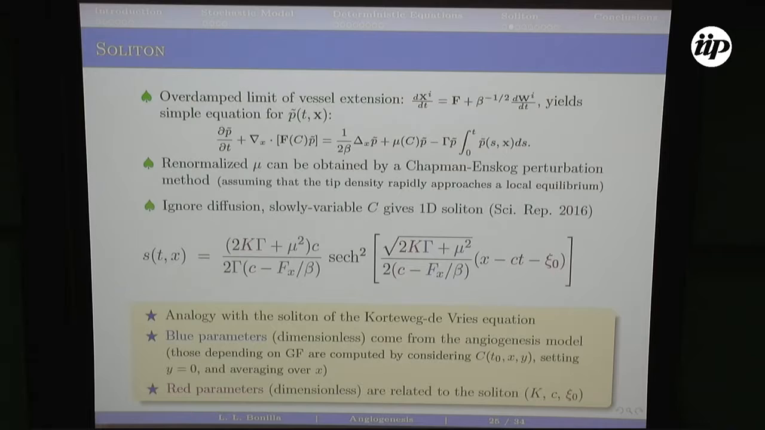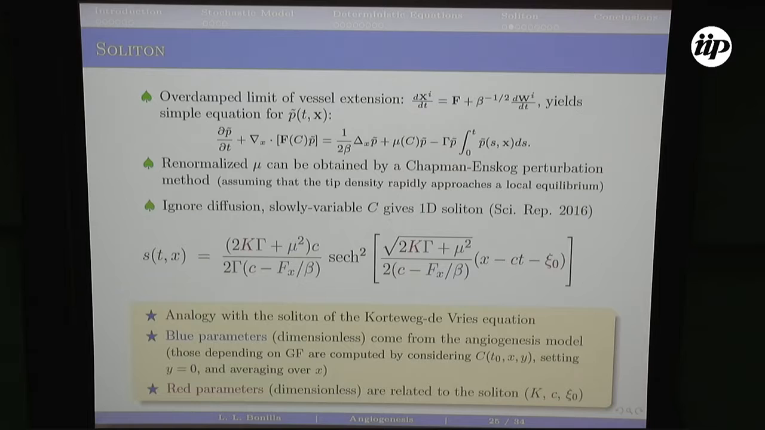What you can do is start chopping the equation, go to the overdamped limit, which is reasonable given small velocities. Then you can prove by using perturbation methods that you get this equation, which is what you would expect by chopping the inertia. Now if you ignore the noise and this F is a constant, you do a dominant balance between the source and sink terms and advection, and this moves with velocity c. You get an equation which happens to have this exact solution, like the soliton of the Korteweg-de Vries equation of water waves, except that it has two parameters. One is the velocity, the other is a shape parameter.